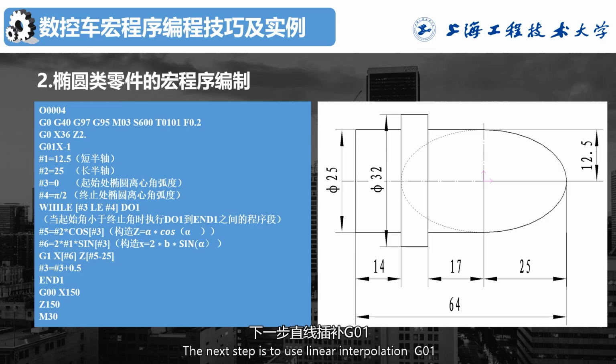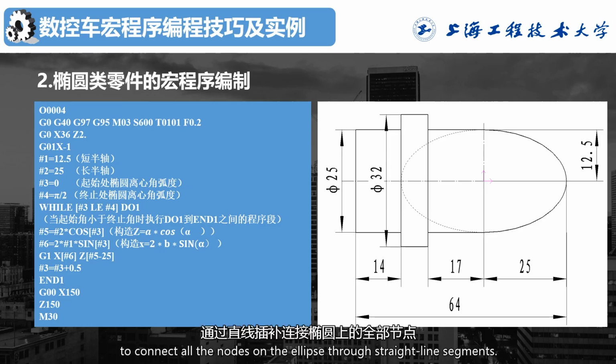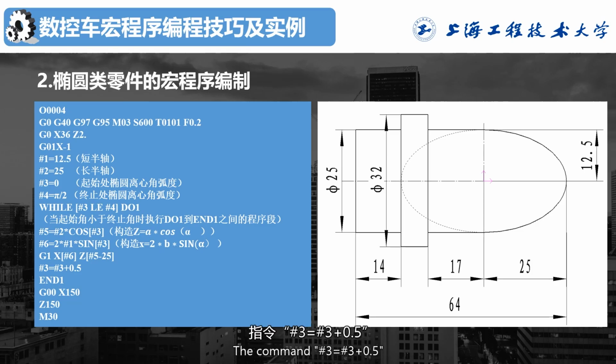The next step is to use linear interpolation G01 to connect all the nodes on the ellipse through straight line segments. The command #3 equals #3 plus 0.5 increases the eccentric angle by 0.5 radians, gradually approximating the ellipse with straight segments. The loop exits, and the elliptical machining process is completed.